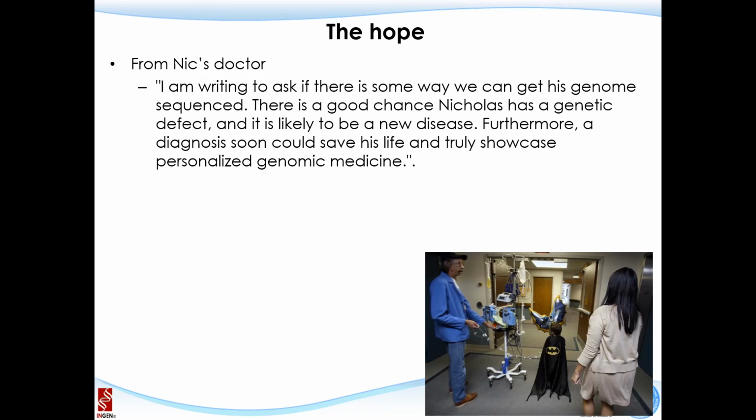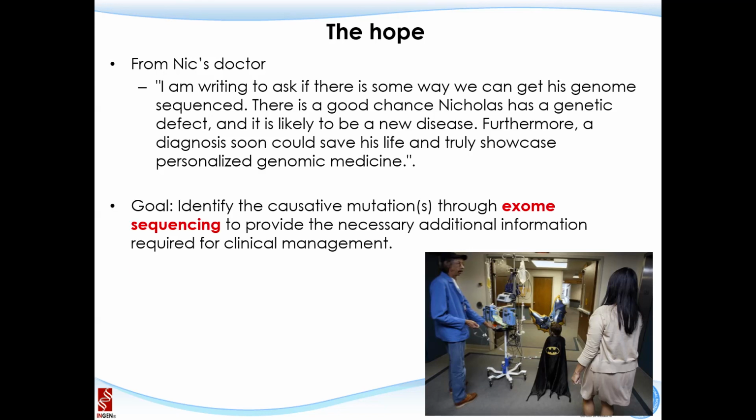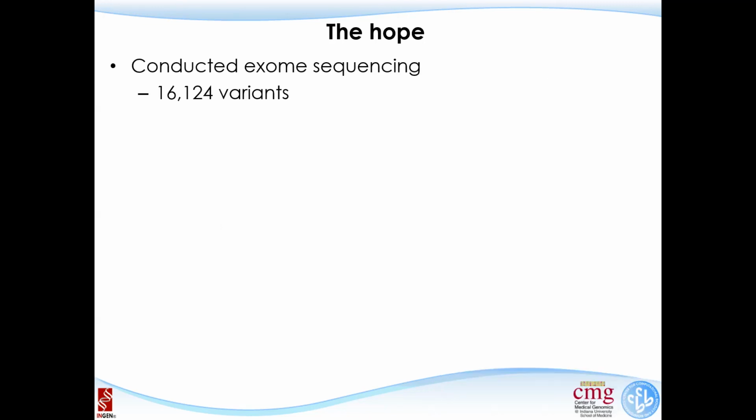But translate this into a scientific report. What they wanted to do, in the proposal, was to identify the causative mutations through whole exome sequencing, to provide necessary additional information for clinical management. That's what they were trying to do here. They eventually used the technology, which would now cost about $400, and did the whole exome sequencing on this kid. Because this was an early case, the technology was not matured yet. They only identified 16,000 variants in the exome regions.